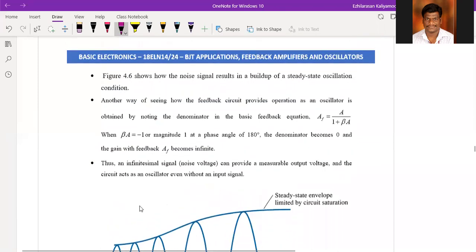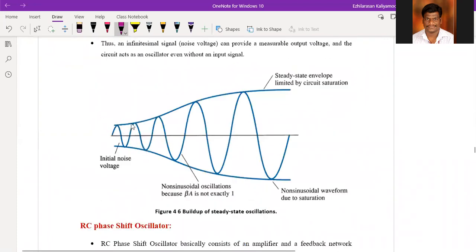Now let us see, this figure shows how the noise signal results in a buildup of steady state oscillation. You can see this is nothing but the steady state envelope, which is limited by the circuit saturation. Initially, because we are not giving any input to the circuit, there will be an initial noise voltage. After that, gradually it will start to amplify.